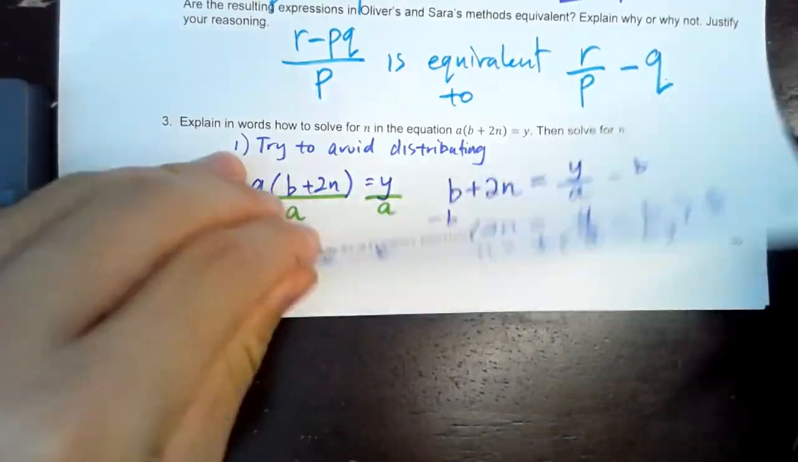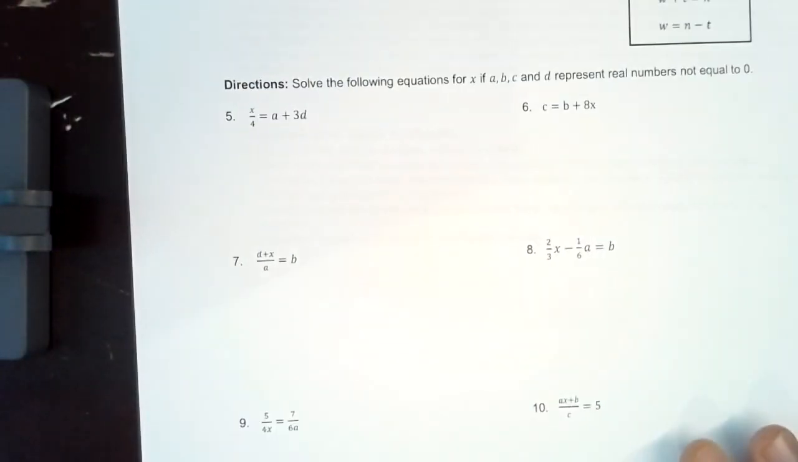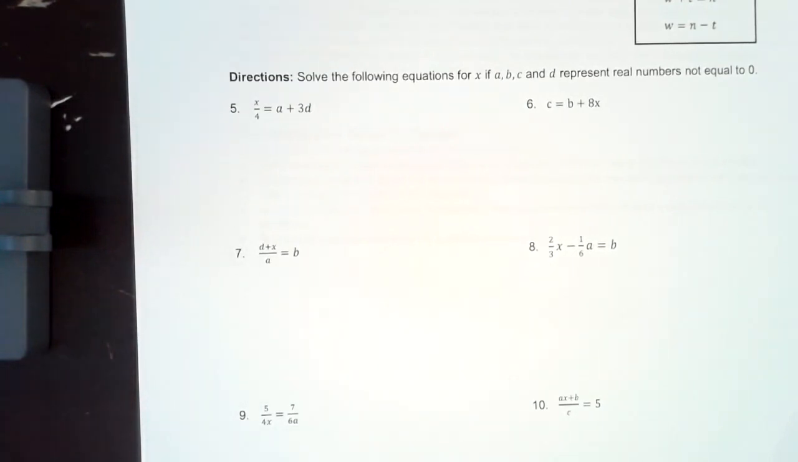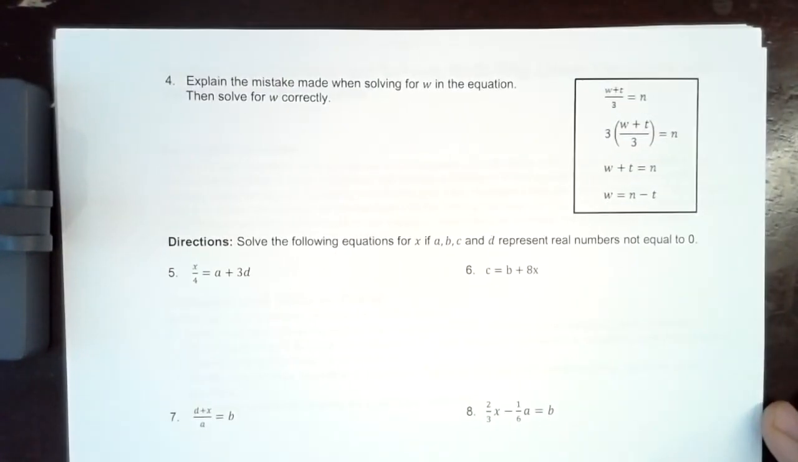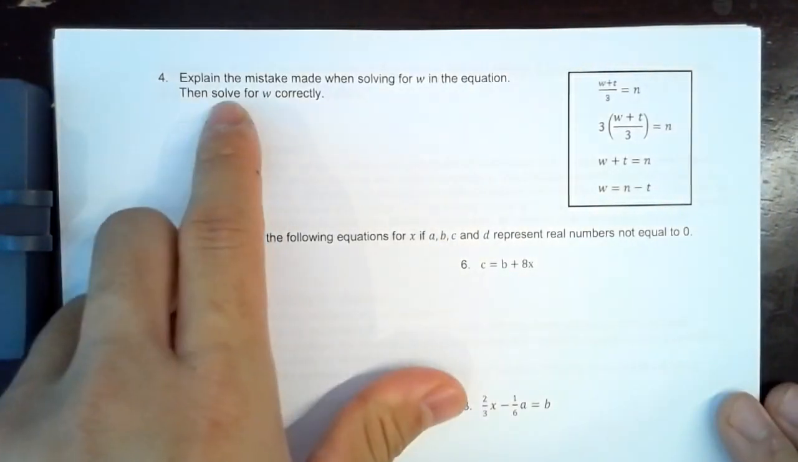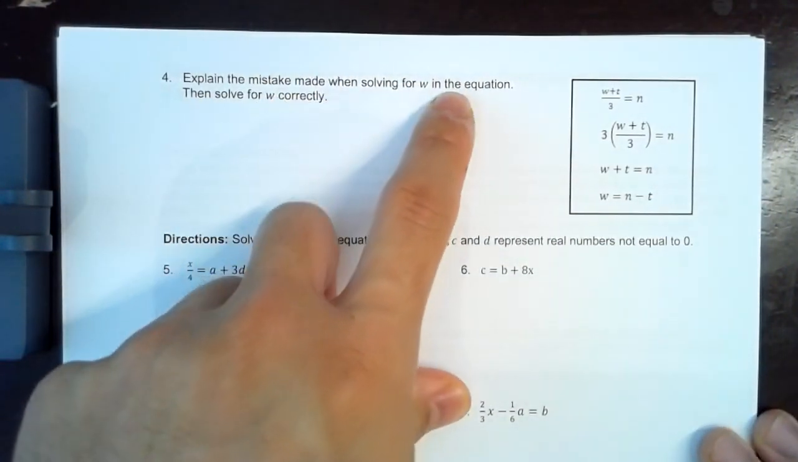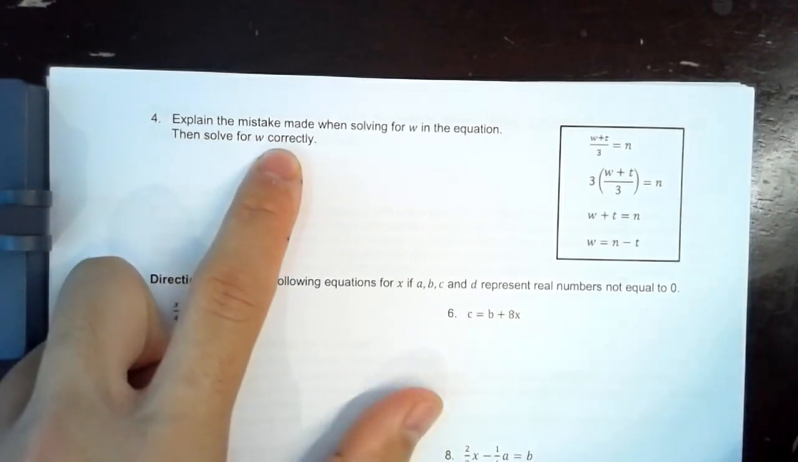All right. Let's keep going. So this lesson seems short, but it's definitely fully loaded. I would recommend that you do the entire thing. Let's take a look at number 4. It says, explain the mistake made when solving for W in the equation, and solve for W correctly.